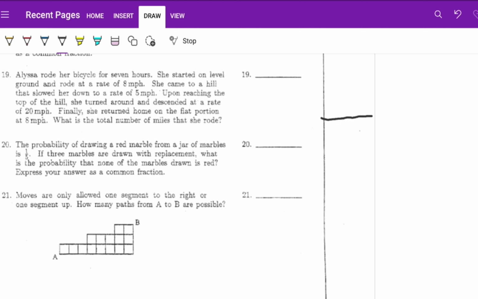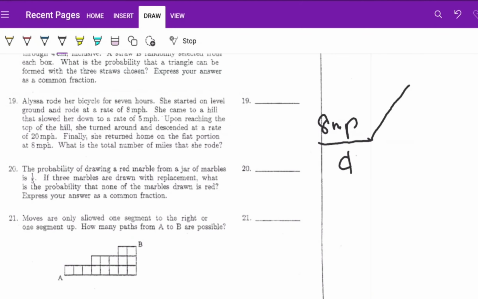So essentially, on the level ground, she rode for 8 miles per hour. And then on the hill, it's going to slow her down to 5. And then she comes down again.